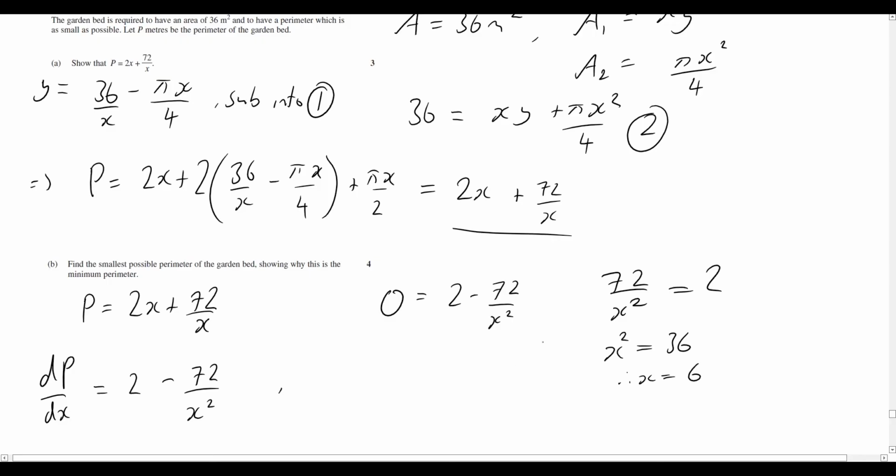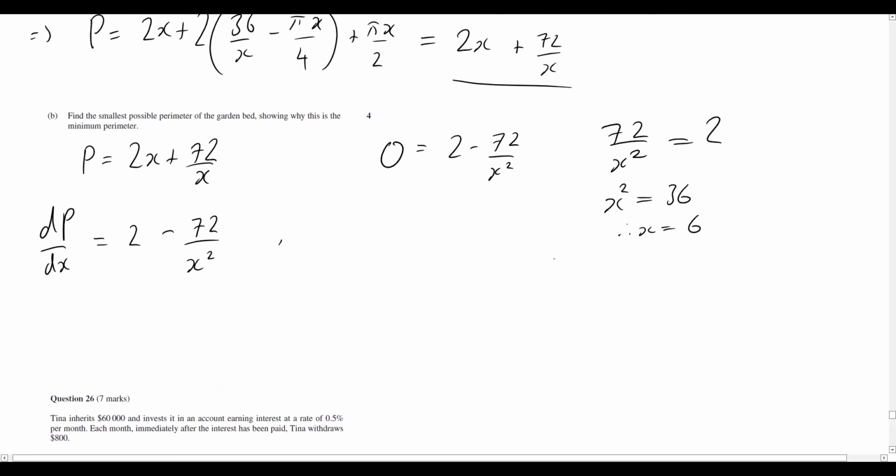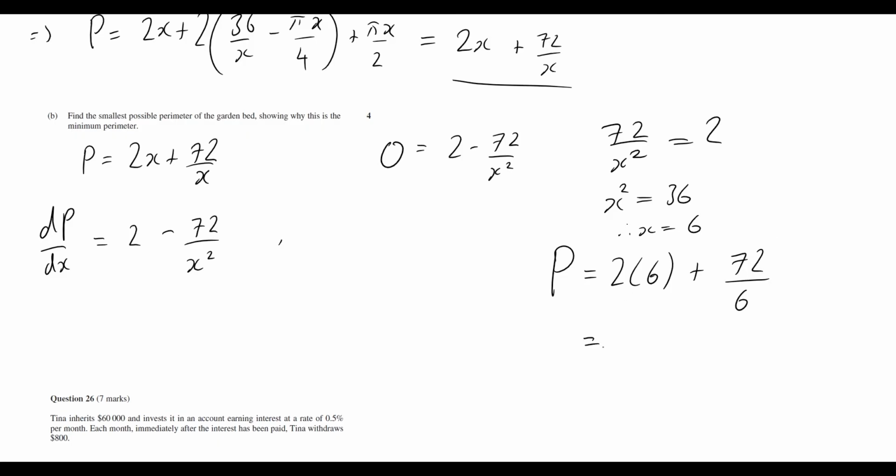So what we need to do now is use that to figure out what the total perimeter will be. So now we can say that P, the perimeter, is going to be equal to 2 times 6 plus 72 over 6. And so that gives us a net value now of 24 meters.